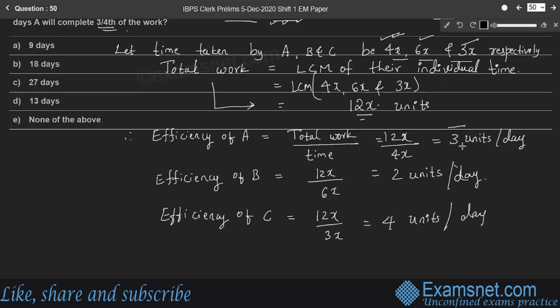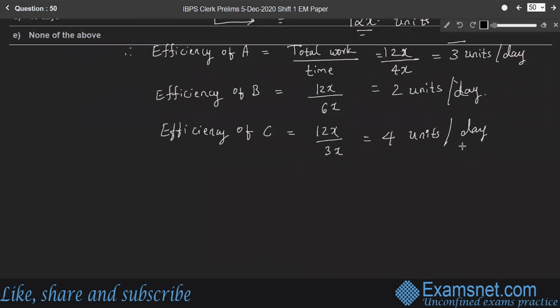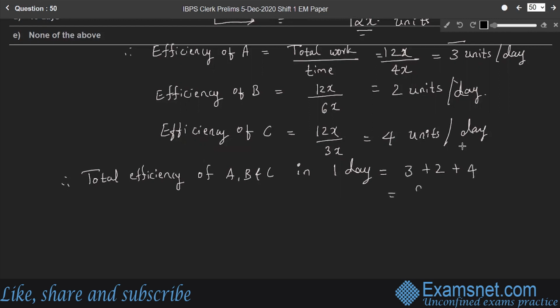4 units per day. Therefore, their total efficiency of A, B, and C in one day: efficiency of A is 3 units, B is 2 units, efficiency of C is 4 units. Therefore, it is 9 units per day. Their total efficiency in one day is 9 units per day.